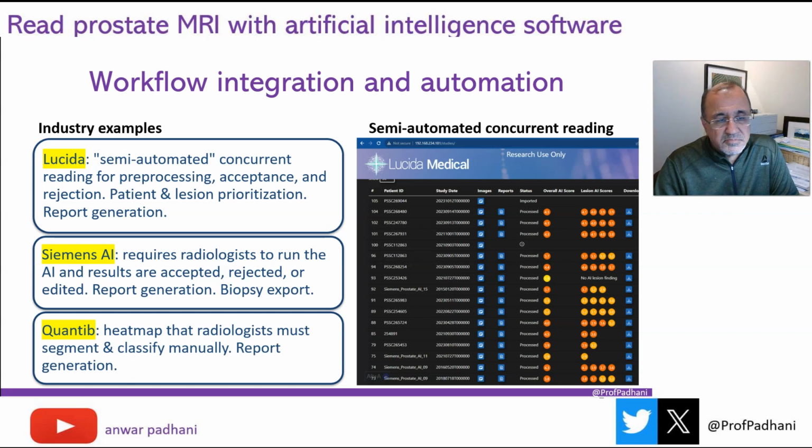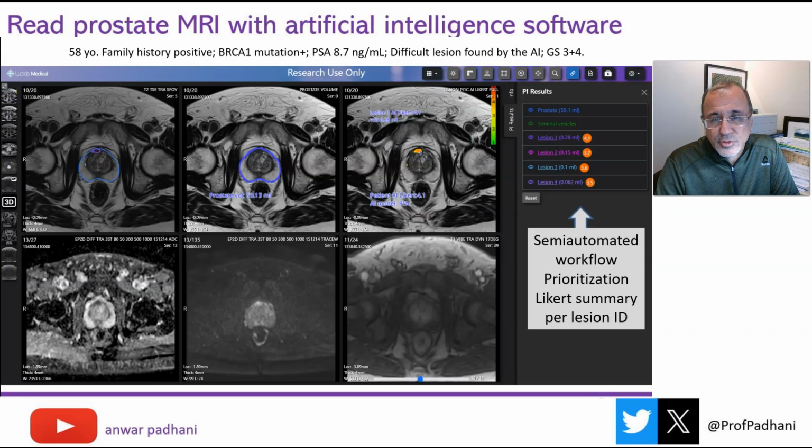I like this because it tells me what to look at first and where I am in terms of the reporting priorities. The Siemens one is pretty good, requires the radiologist to manually run the AI, after which the results are accepted, rejected, and of course there's a possibility of report generation and a biopsy export of the ROIs. And finally the Quantib software, where heat maps are created, but there's quite a lot of manual work that needs to be done by the radiologist, who then segments and classifies the lesions according to their own training. There is some possibility of report generation afterwards.